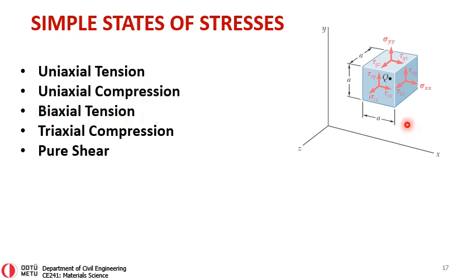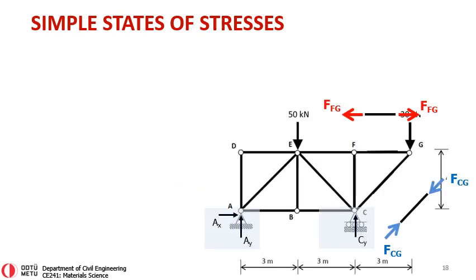Biaxial tension, we can have two normal stresses at the same time. Triaxial compression, all three normal stresses act at the same time. Or pure shear, we don't have any normal stresses, but we have just the shear stress. Let me explain them using some examples. Again, let's go back to our truss problem.